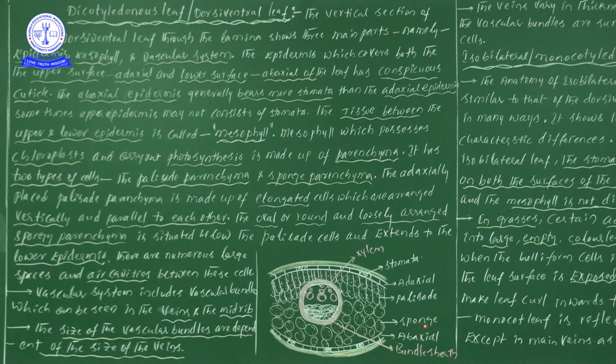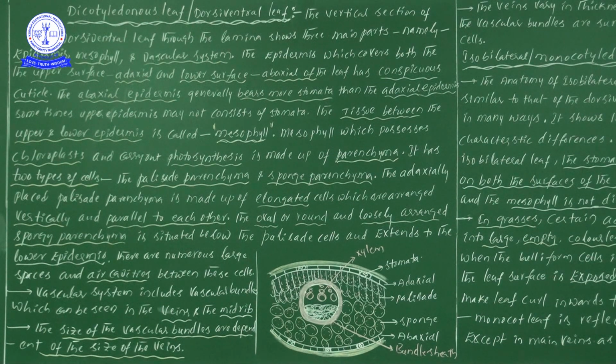The sponge parenchyma is made up of oval, egg-shaped or round, spherical cells, and these cells are loosely arranged. It is situated just below the palisade cells. So this was the sponge parenchyma, which is situated below the palisade parenchyma.